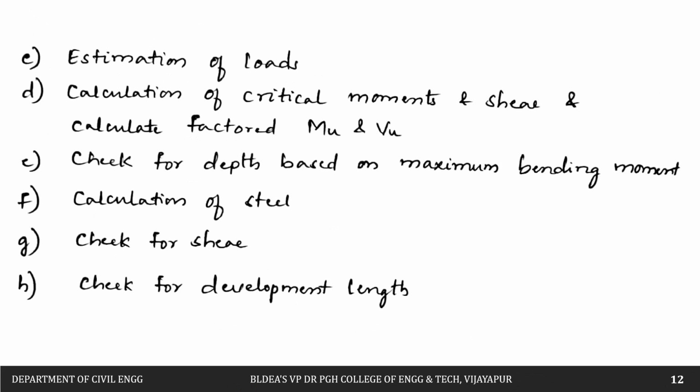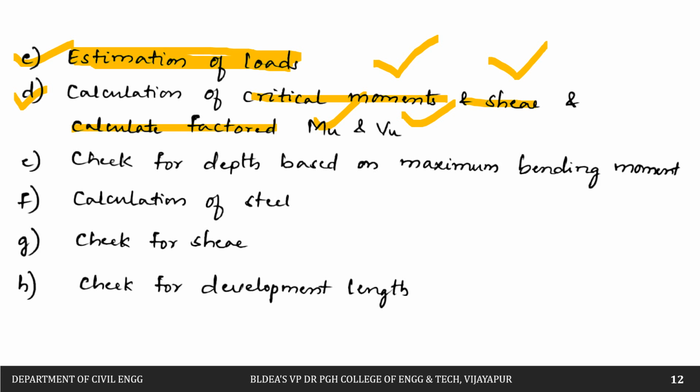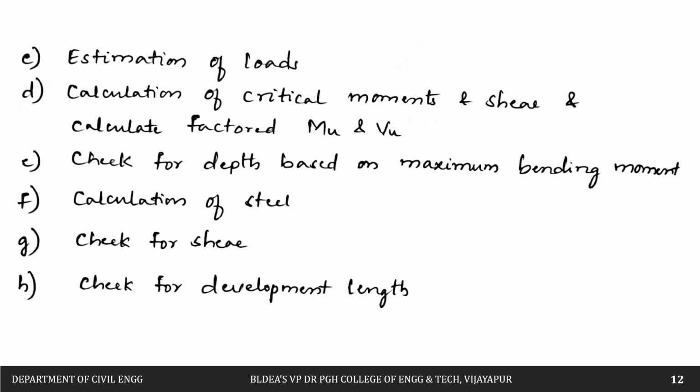Then next, after calculating the effective span, we are going to estimate the loads. After estimating the loads, we are going to calculate the critical moment and shear. We will find out where we get the maximum bending moment and shear force, and we are going to calculate the factored bending moment and shear force. After finding the factored bending moment and shear force, we are going to check the depth based on the maximum bending moment. Based on this bending moment, we check whether the depth we have provided satisfies the requirements or not.